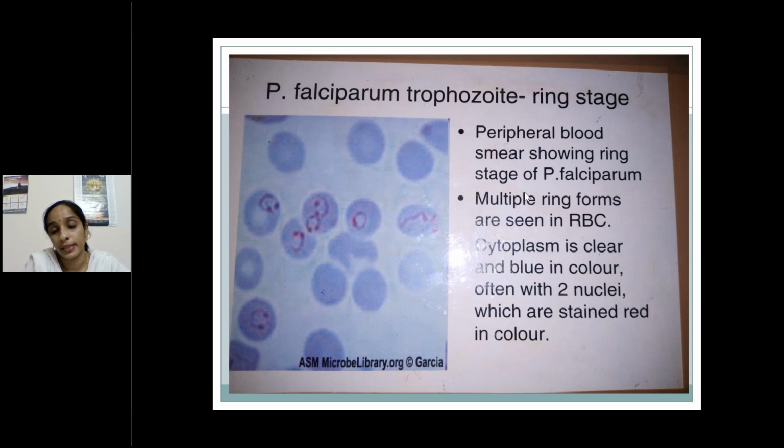Next point, cytoplasm is clear and blue in color, often with two nuclei, which are stained red in color.